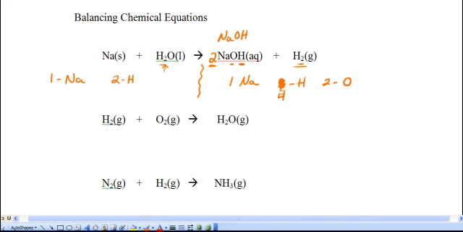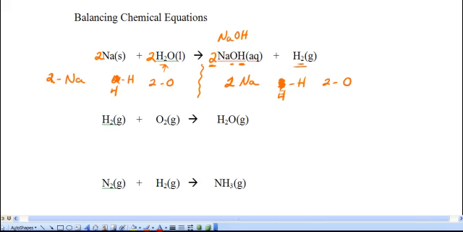Now, because I have now 4 hydrogens and 2 oxygens on the product side, I'm going to go back and I'm going to put a 2 out front of the water. That now gives me a total of 4. 2 times 2 is 4 hydrogens on the reactant side, and now I have 2 oxygens on the reactant side as well. When I put a 2 out in front of the NaOH, I now have a total of 2 sodiums on the product side. So I want to get 2 sodiums on the reactant side.